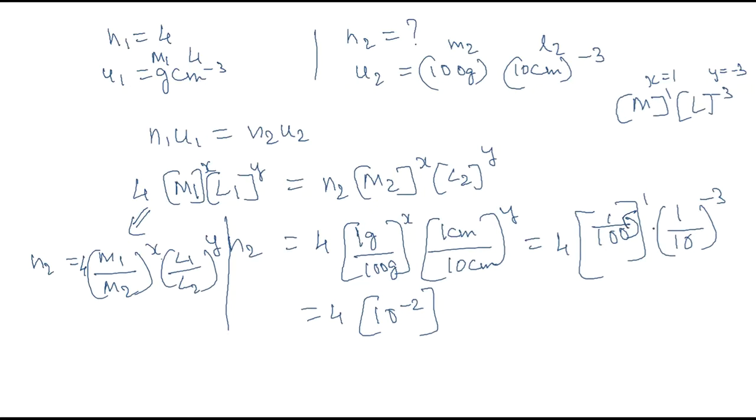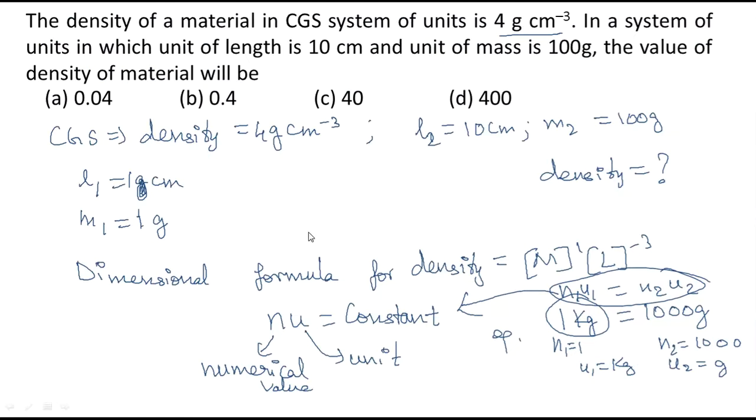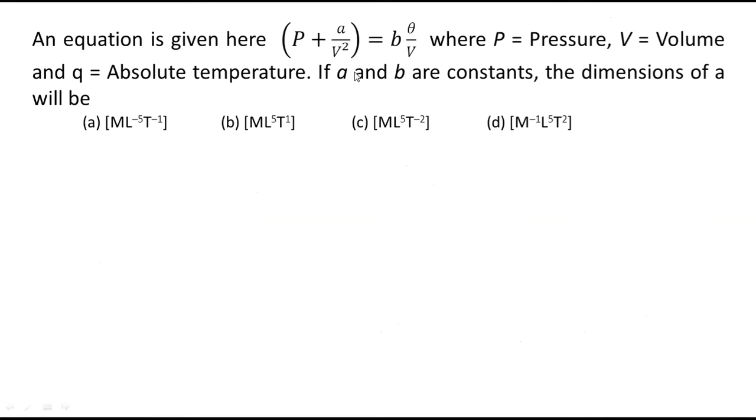In 100 comes to the numerator, then 10 power minus 1 power minus 3, which is equal to 4 into 10 power minus 2 into 10 power plus 3, which is equal to 40. This is N2. So in the new system of units, we get N2 equal to 40. So what is the answer here? C option, 40.